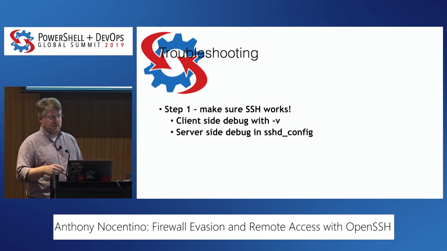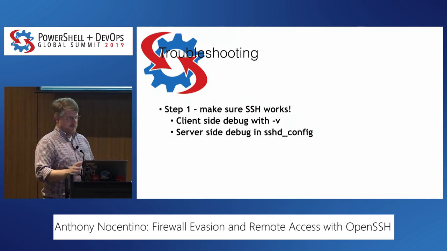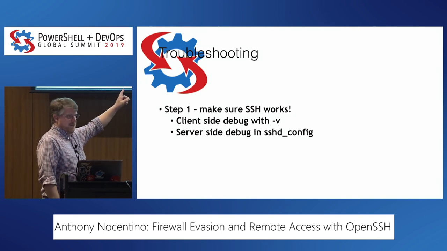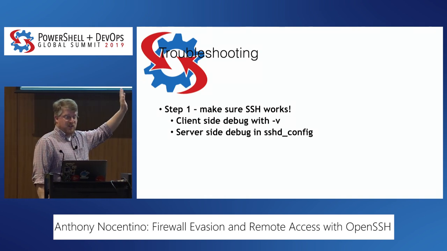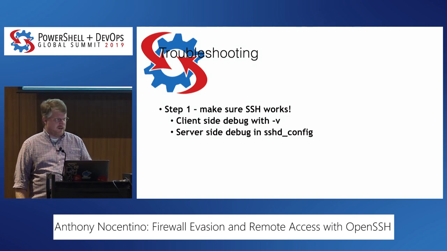On Windows, if you do this, it writes to ETW now, which lands in your event log, which is nice, depending on your perspective. And then there's -V, which you can add up to four Vs for some really sick verbosity. But pretty much -V is going to get you what you need, and it'll tell you what goes wrong.